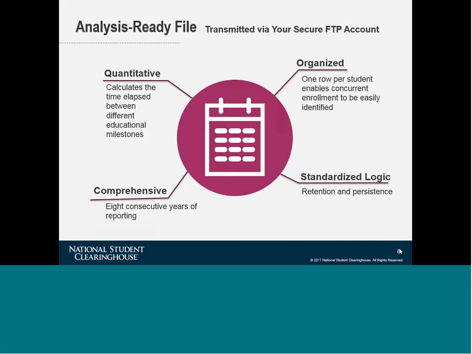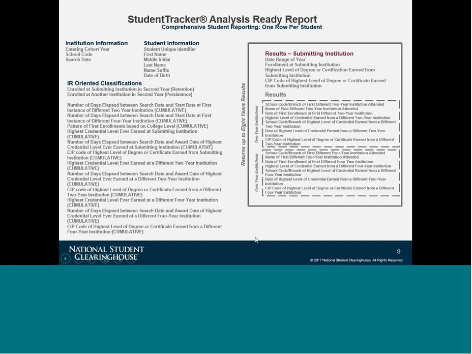Turning back and looking, so we looked at the analysis ready, we organized this process, it all arrives to your FTP. It is the one part of the product that does not appear and will not appear on our online website for you to retrieve. Everything is available through your FTP, as is the detailed report today. As we've talked through, it contains your institution information, student information, the IR-oriented classifications, and the results of the submitting institution.